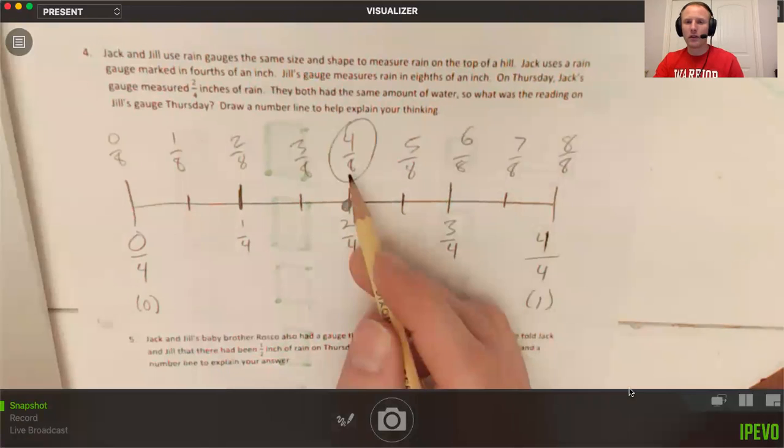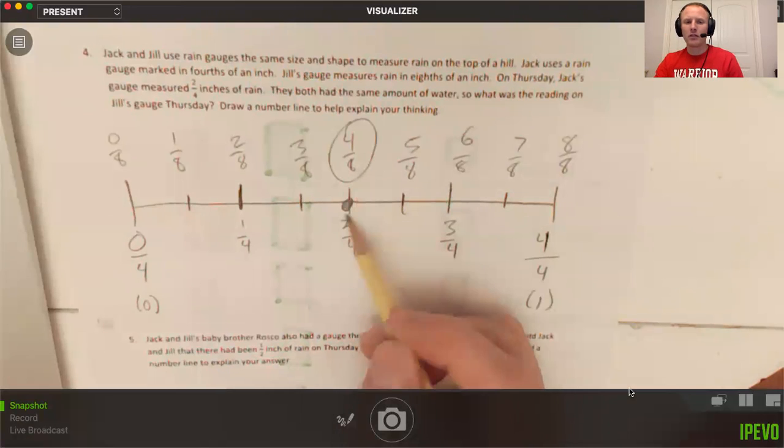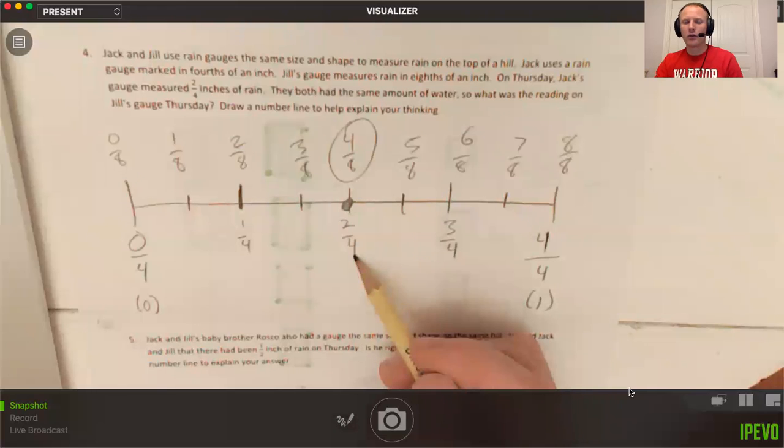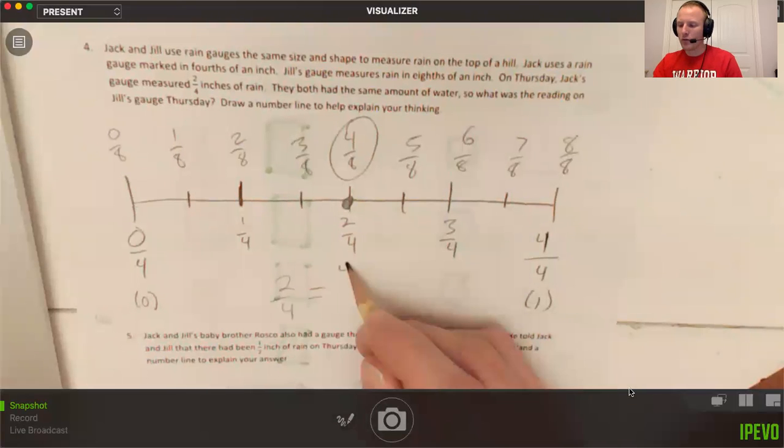They measured in different things. They have different markings on their measuring tools, but they're the same distance from 0. They collected the same amount of water. So these are equivalent fractions. So 2/4 is equal to 4/8.